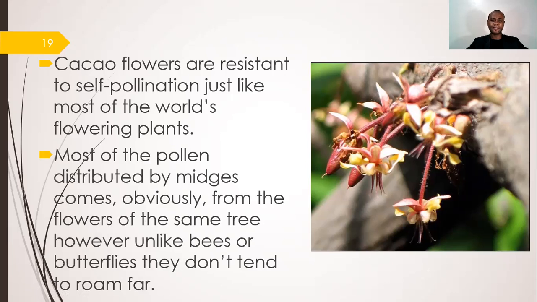Most of the pollen distributed by midges comes obviously from flowers of the same tree. However, unlike bees or butterflies, they don't tend to roam very far. Midges do not have the capacity to fly very long distances. Usually when they pick the pollen grain, they don't travel more than 5 meters away. They travel like 2 to 3 meters, sit on the next tree, like that.